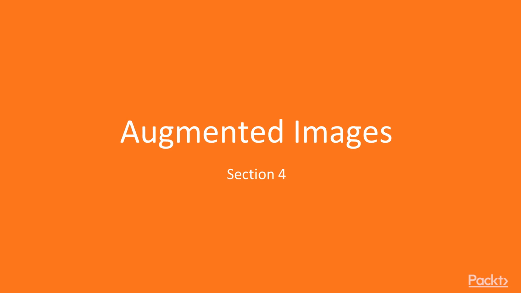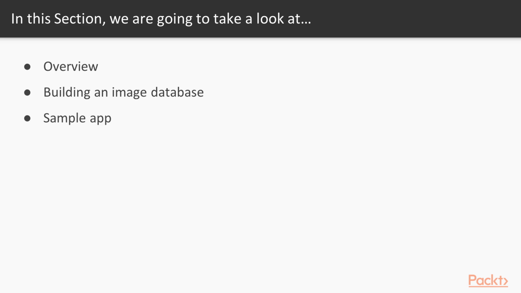In this section, we'll be talking about augmented images, and then we'll build an AR app that can detect an image and render a renderable object based on the detected image. Specifically, we'll go through an overview of augmented images, how to build an image database, the command line ARCore IMG tool, and then we'll finish this section by building a sample app that detects a picture of a piano and then shows a web view that lists some videos about playing pianos.